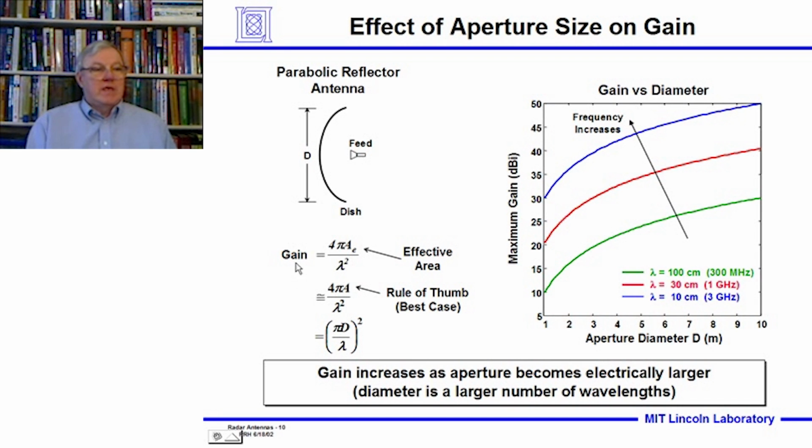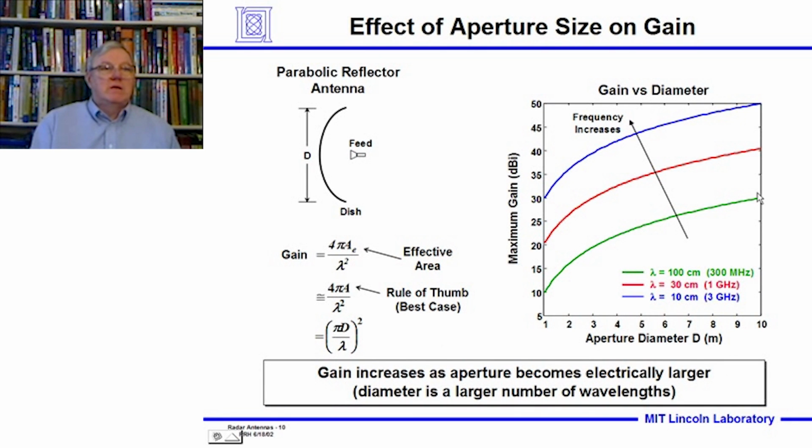Now, notice that the gain increases as the aperture becomes what we call electrically larger, that the diameter is a large number of wavelengths. That's about the key thing. When we have the diameter a large number of wavelengths, we get a very, very, very well collimated beam.